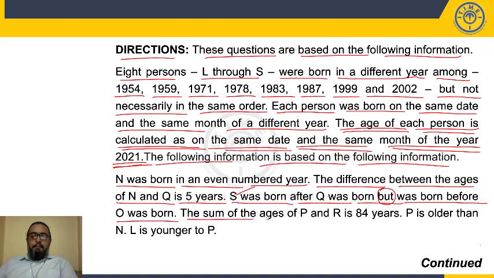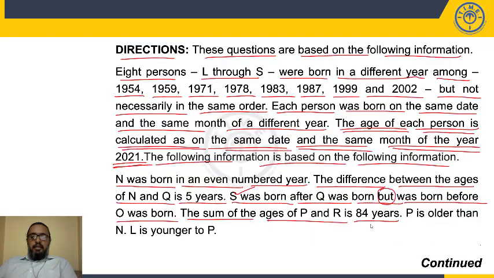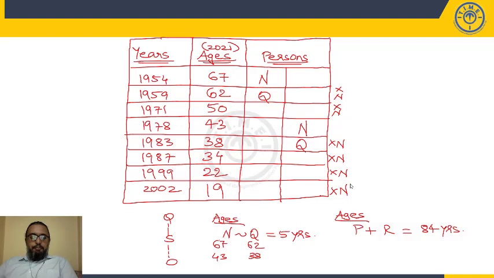Then the sum of the ages of P and R is 84 years. Okay, P plus R. Again he is talking about the ages. The summation should be 84 years. And then P is older than N, L is younger than P. So we have P older than N, meaning P should come above N, and L should be younger than P. That means again L should come below P.